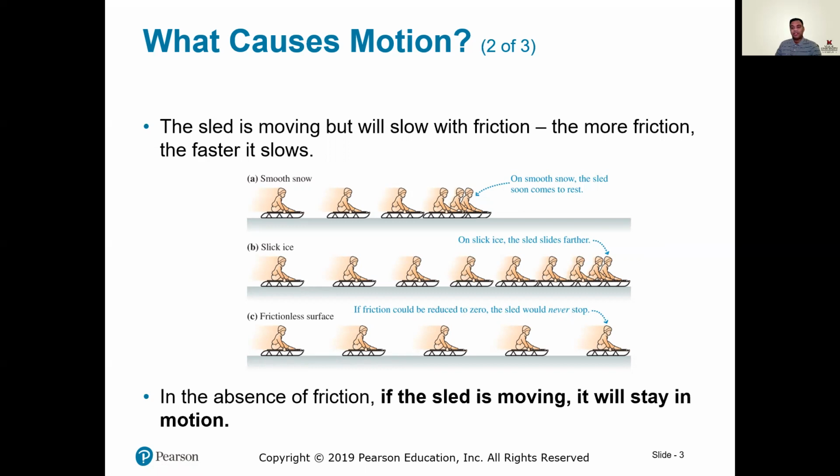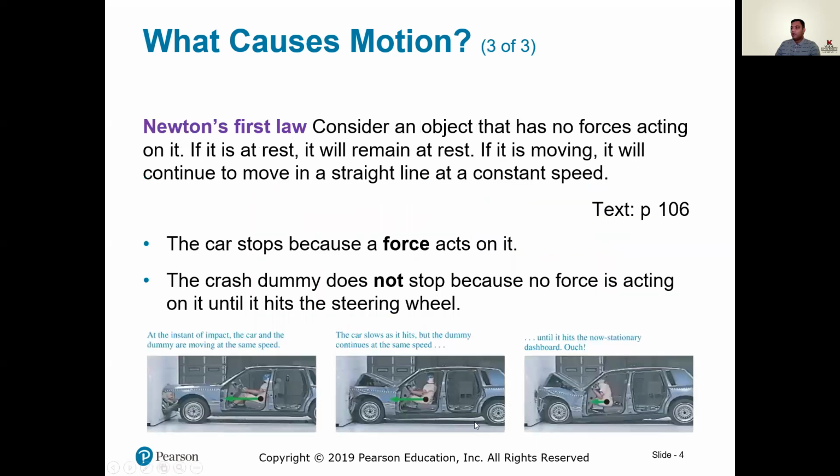You can simulate almost frictionless surfaces, let's say, in a laboratory. And if you do that, you are going to see that if you move an object on a frictionless surface, then it will not stop automatically unless you do something from outside, unless there's either a friction or something from outside that stops it. All right, so if the sled is moving, it will stay in motion.